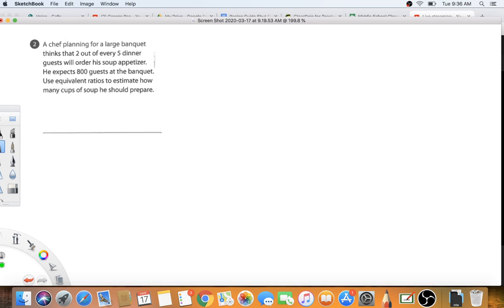Boom, here we go. So this one says a chef planning for a large banquet thinks that 2 out of every 5 dinner guests will order his soup appetizer. He expects 800 guests at the banquet. Use equivalent ratios to estimate how many cups of soup he should prepare.